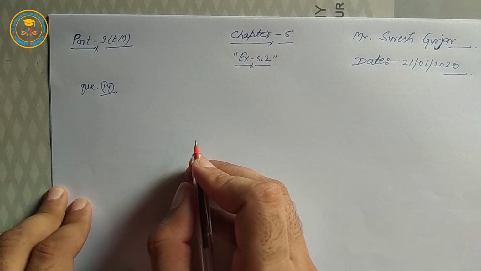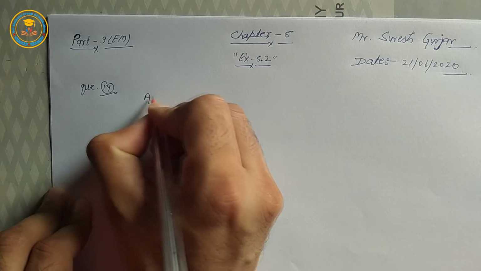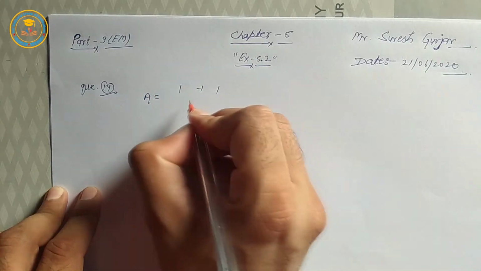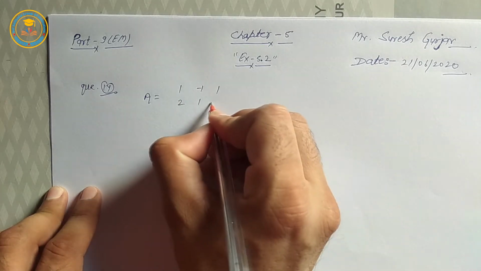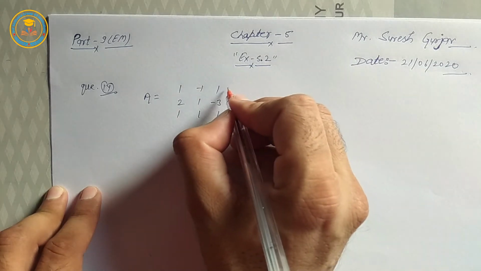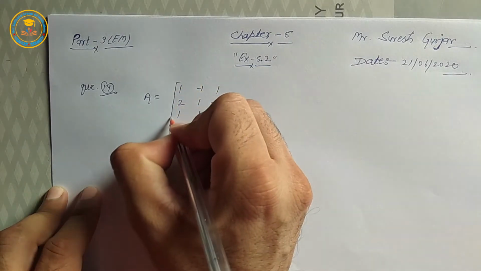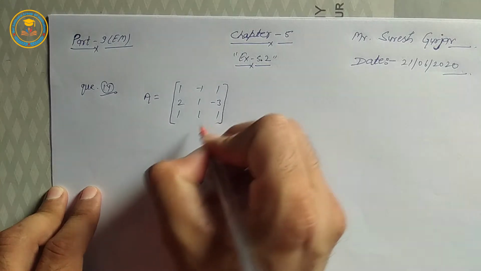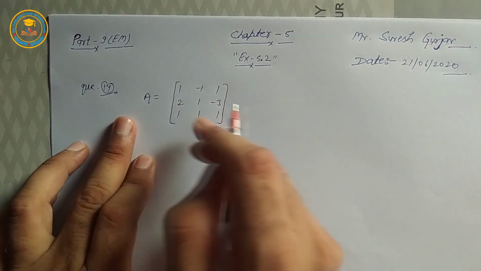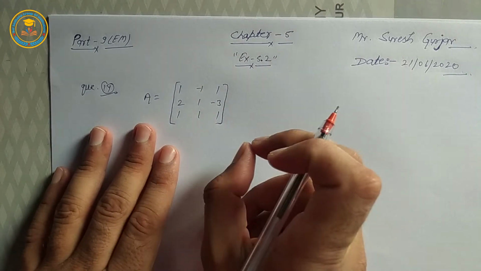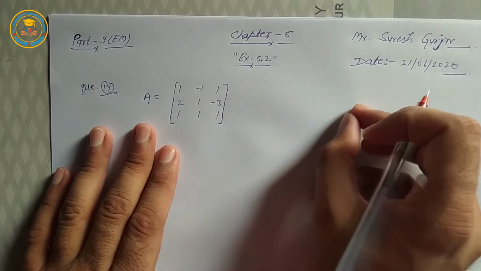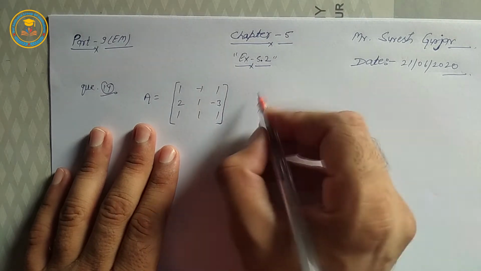Next question of exercise 5.2, question number 14. Find the inverse matrix of matrix A, equal to [1 -1 1; 2 1 -3; 1 1 1], and with the help of it solve the following system of equations.